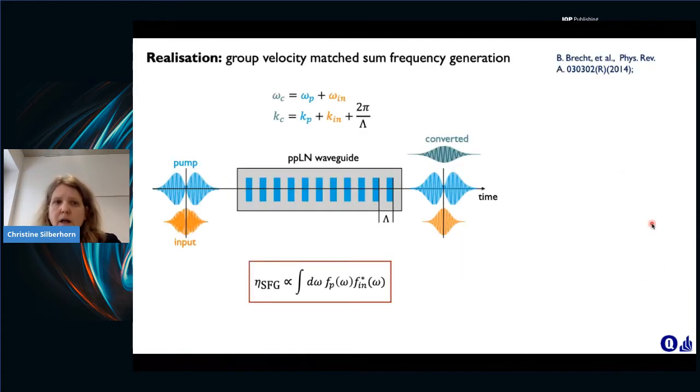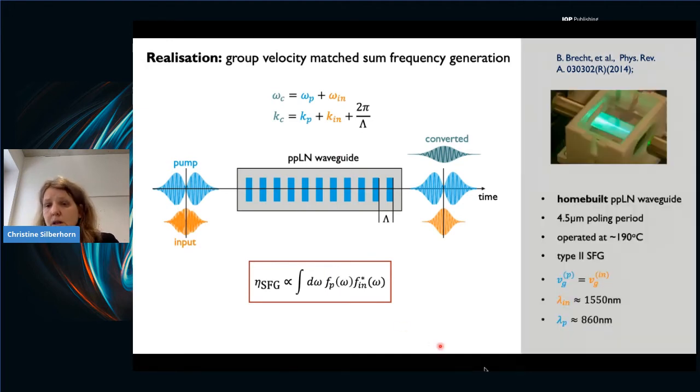How does that work? Well, the realization is group velocity matched sum frequency generation. The pump and input frequencies have the same speed of light. You have a sum frequency generation process, and this is kind of the transfer function, but this is how it basically works. What you need for that is very specific materials. In our case, it's a home-built lithium niobate waveguide with 4.5 micrometer poling and type 2, where the input is at 1550 and the pump has to be at 860 nanometers.